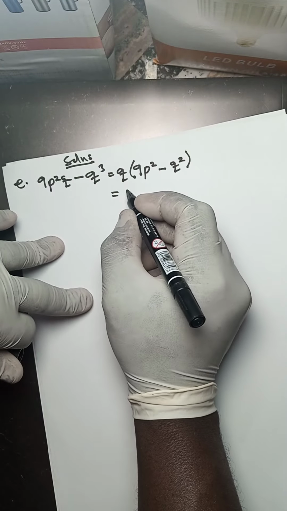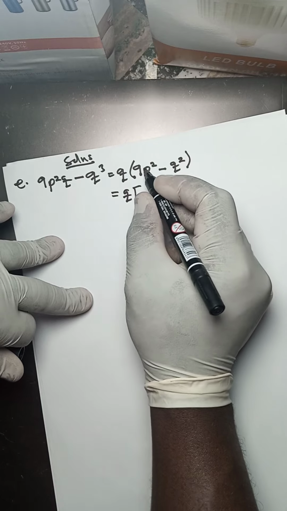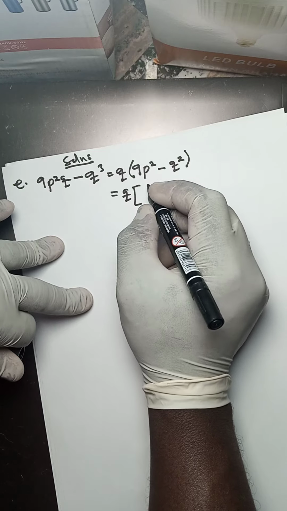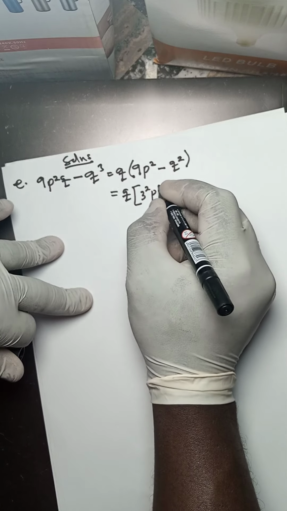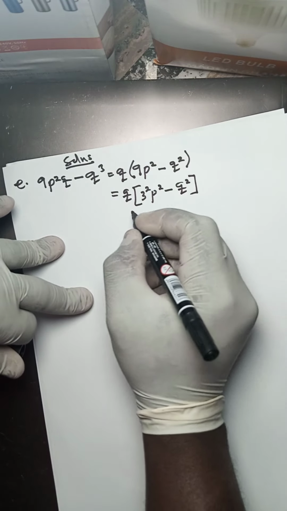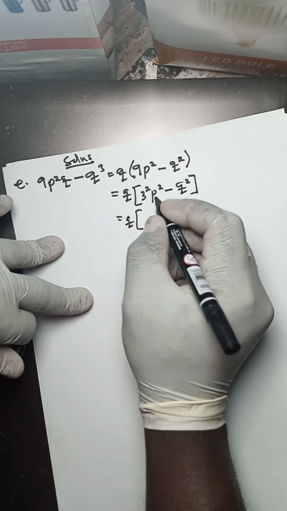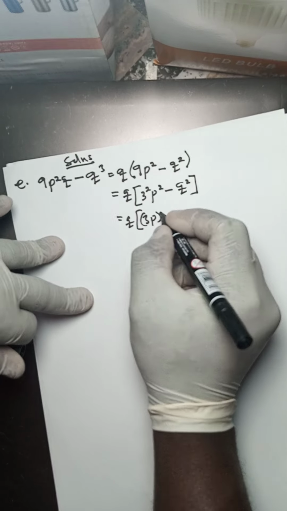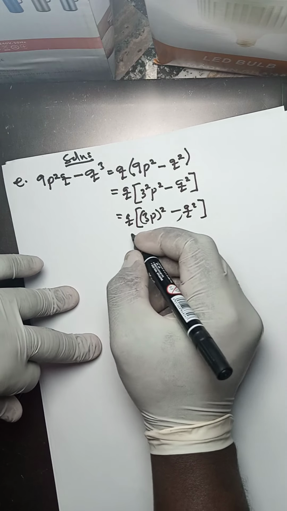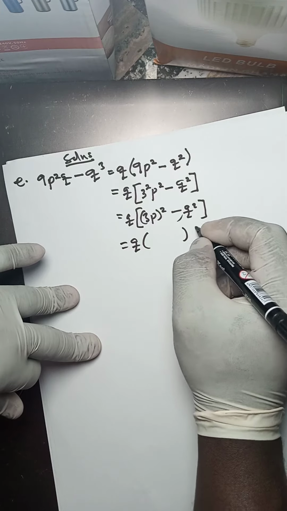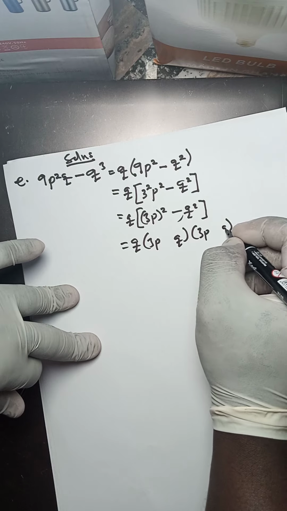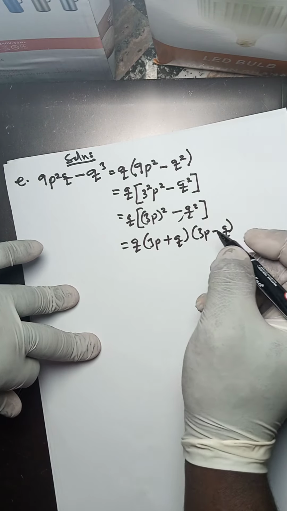Okay, so still we have our q outside, and you can see that here we have 9p squared minus q squared. We can change the 9 to 3 raised to the power 2, and we have our p squared. And again, we need to merge this, so still we have our q outside, and we'll be getting 3p everything squared minus q squared. So this is now a difference of two squares. So q outside, open two brackets, and we have 3p plus q, 3p minus q.